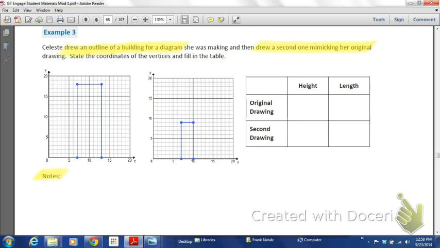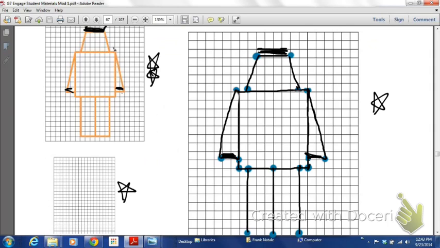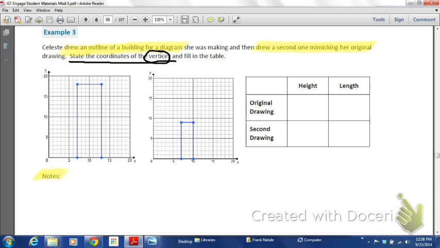Now the second part brings up some important vocabulary. State the coordinates of the vertices. That's the word, vertices, and we talked about that right here. Remember, I was plotting these points, and these little points are vertices, the corners in a sense. The vertices, and fill in the table.